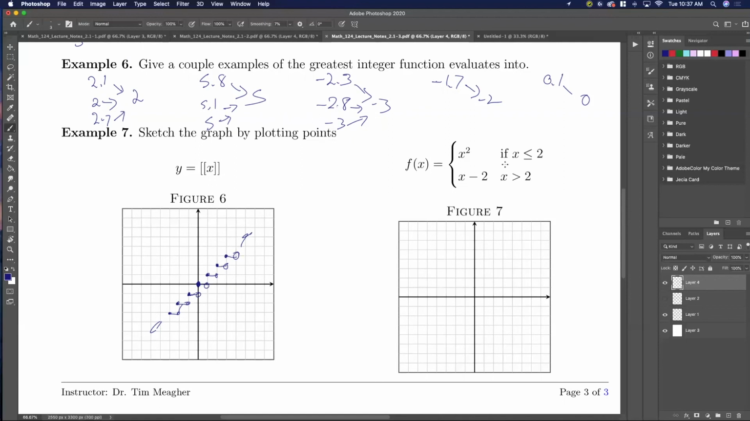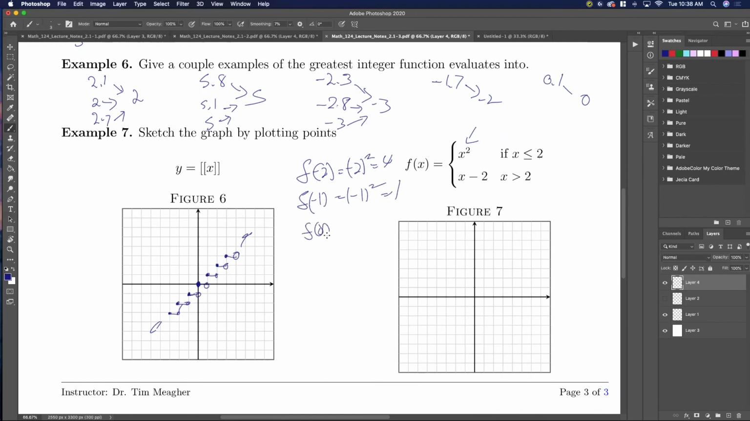All right, so let's graph this one. Notice here, for x less than or equal to 2, I'm going to use x squared. So f of negative 2, I plug into this one, so it'll be negative 2 squared, which gives me 4. F of negative 1 is negative 1 squared, because I'm still in this domain, since I'm still less than 2, which is equal to 1.